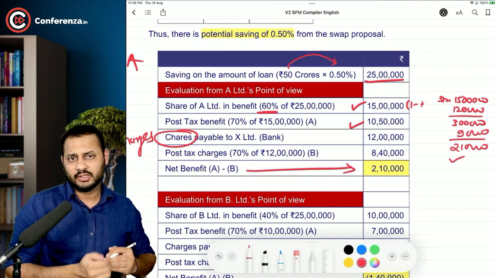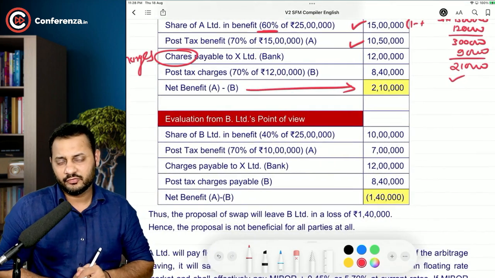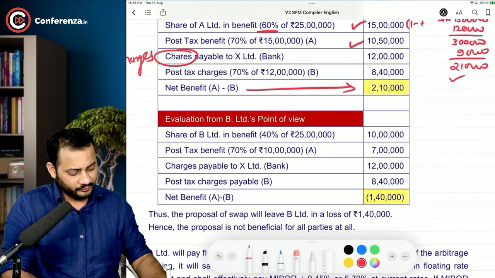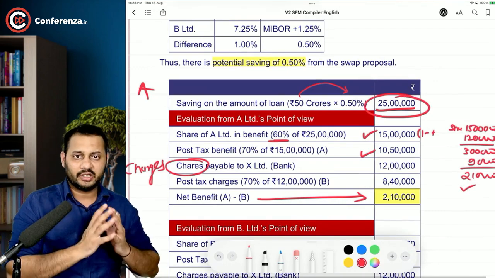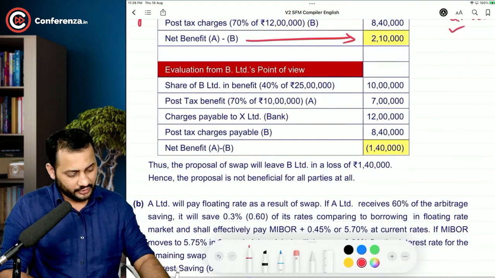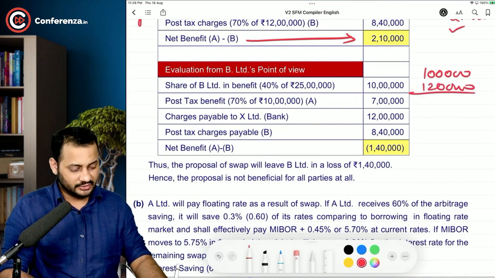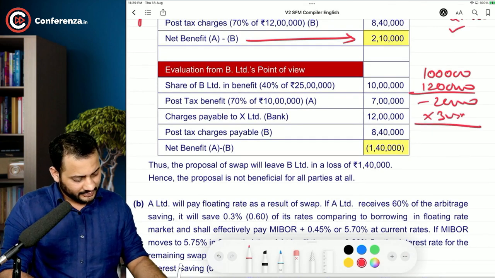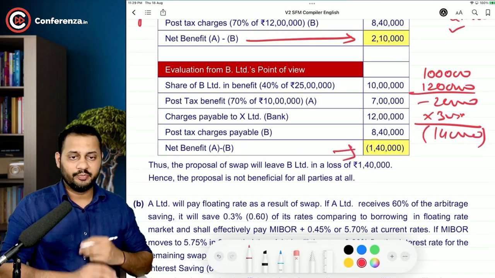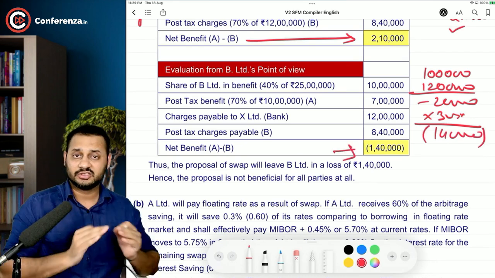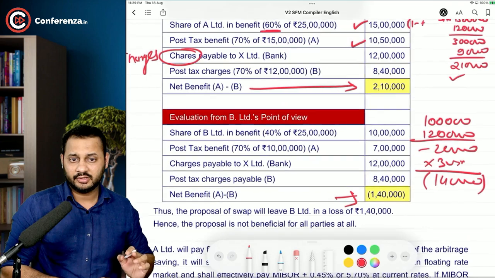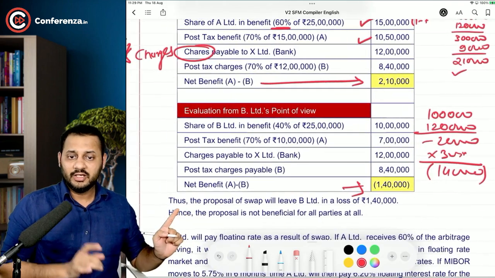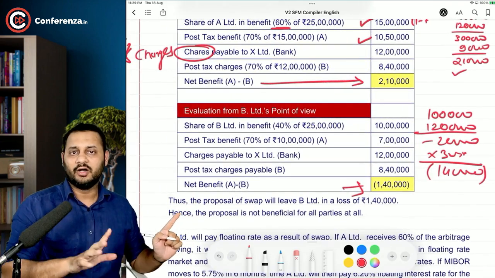Let's talk about the other party. Evaluation from the point of view of B Limited. It's very simple, sir. Out of this 25 lakh, 40% will be kept by B Limited. So 10 lakh gain, but 12 lakh rupees will be his fees. So the loss is 2 lakh into 30%. So 70% will be left, that is 1,40,000. So the loss to B is 1,40,000. It was the simplest of the possible question, right? Thus, the proposal of swap will leave B Limited in loss of 1,40,000.